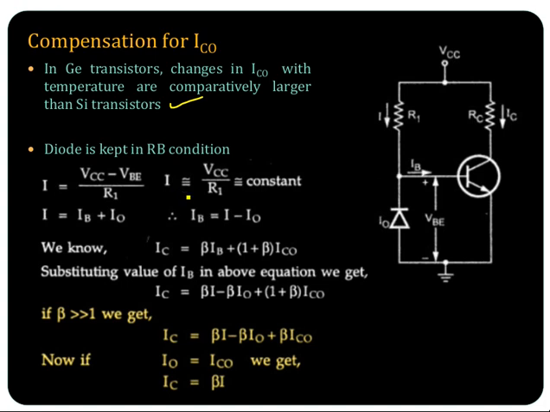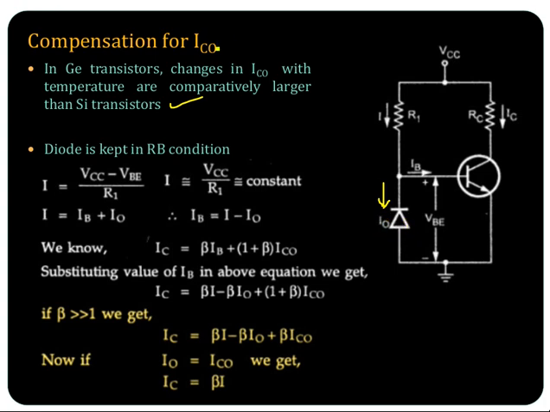So with this you can approximate as VCC by R1, since you are doing the compensation for ICO and so you are neglecting VBE. So VCC by R1 is I. And again, I is equal to IB plus I naught. I naught is the current through this diode. This is a reverse bias connected diode, so it is the reverse saturation current through this diode.